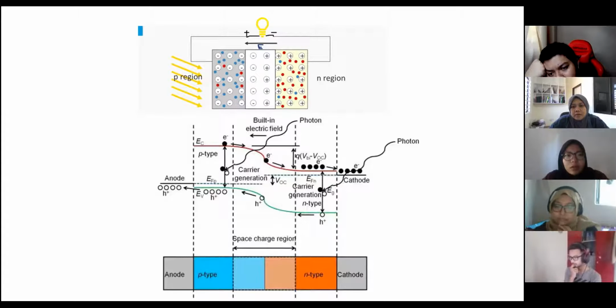Same goes to the holes, which are drifted to the P region, which means that the electrons and holes respectively will go to the cathode and the anode. The flow of both these carriers will produce electric current when they flow into the external wire. I think that's all based on the energy band diagram.